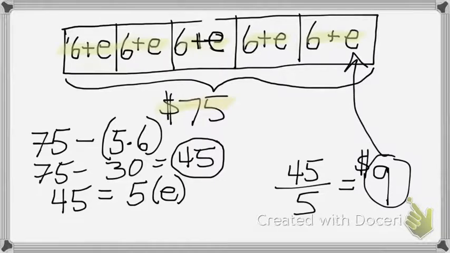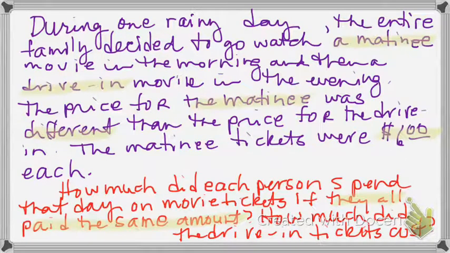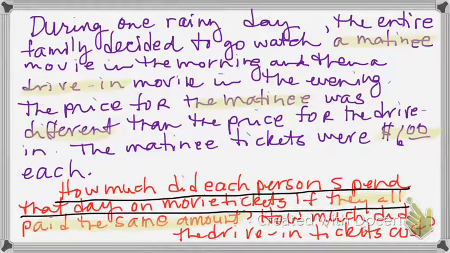And if I did that, I can go ahead and answer my question. So let's go back to that slide and answer those questions. The first question was: how much did each person spend that day on movie tickets if they all paid the same amount? So we can go ahead and look at that.